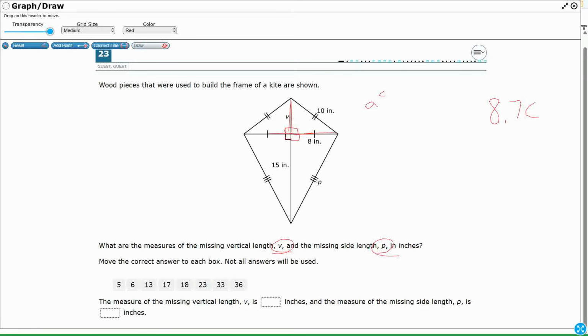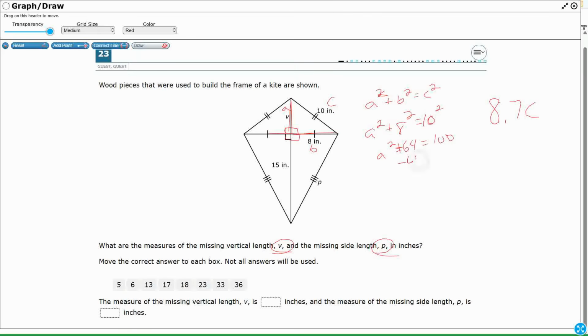Remember, this is a squared plus b squared equals c squared, and we can go ahead and label this side length V is A, that 8 inches B, and then our C, our hypotenuse, is going to be that 10 inches. So let's deal with that first one first. So we'll say A squared plus 8 squared equals C squared, which is going to be 10 squared. So A squared plus 64, excuse me, equals 100.